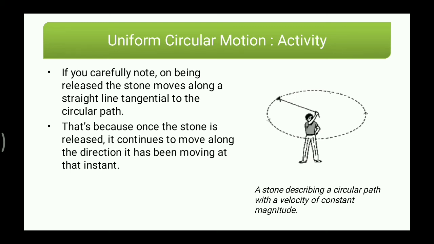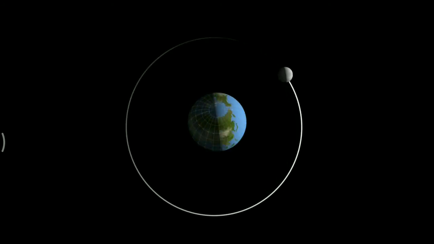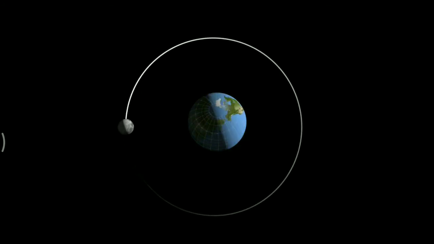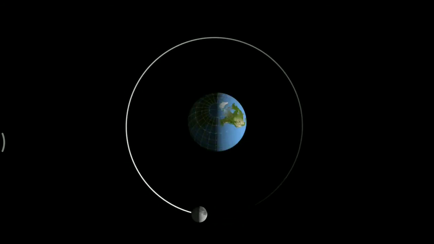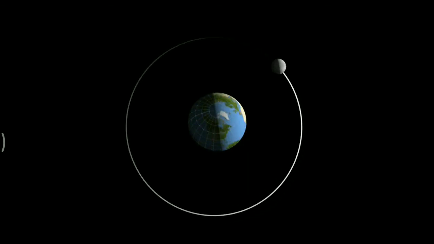Let us see one more example of uniform circular motion. Can you guess what this is? This is the moon revolving around Earth. This is an example of uniform circular motion. Why uniform circular motion? Because the moon doesn't change its speed while revolving around Earth.